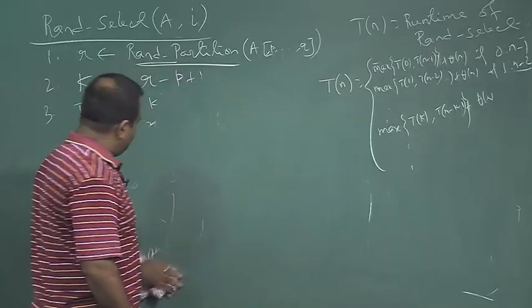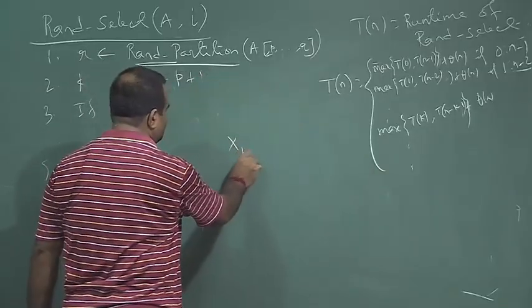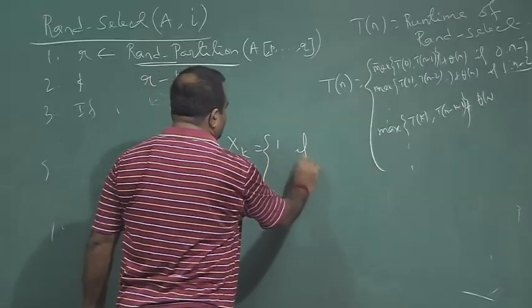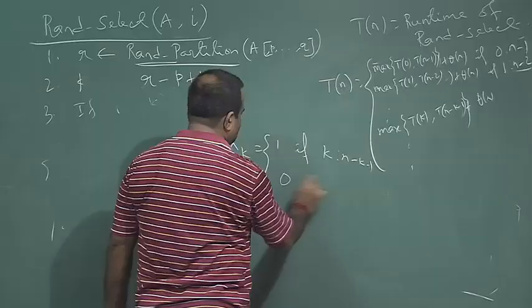So, to get the expected value of this T(n), we have to take the help of an indicator random variable. So, x_k we define as 1 if the partition is k is to n minus k minus 1, and 0 otherwise.